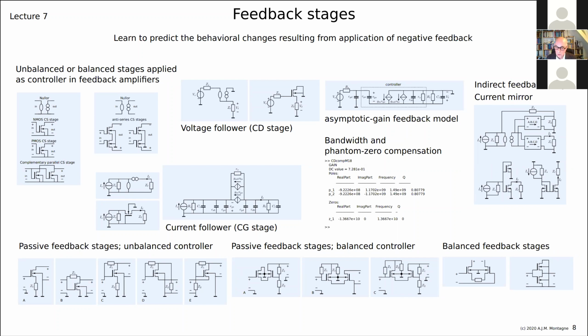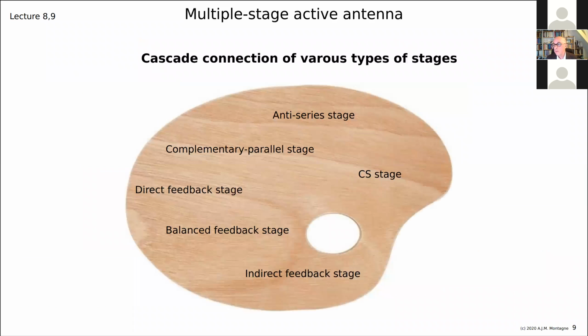But we don't have to calculate everything again for the common drain stage. We know what kind of feedback technique we applied and can predict in which way the performance of this common drain stage will be changed by the application of negative feedback. And we can do this for a lot of stages. Here below, you see a lot of feedback stages, and we don't have to go into detail for all these stages. We can simply predict their behavior from the application of negative feedback. And now we have a really interesting palette of stages.